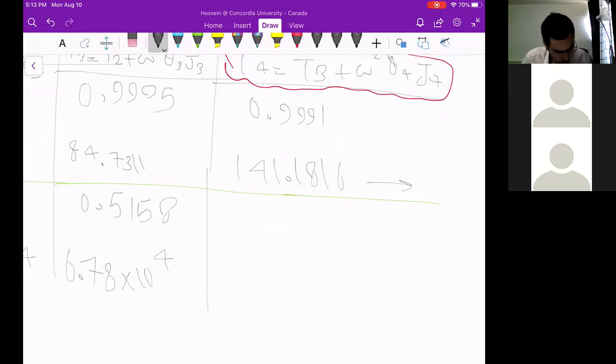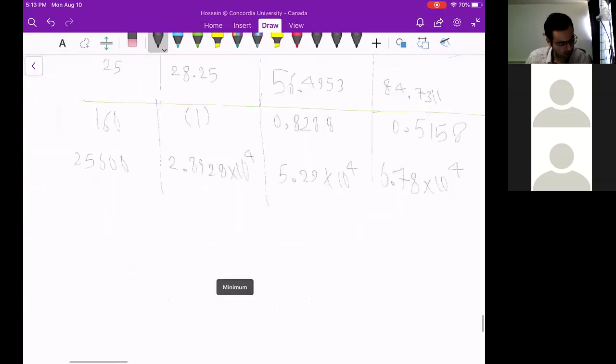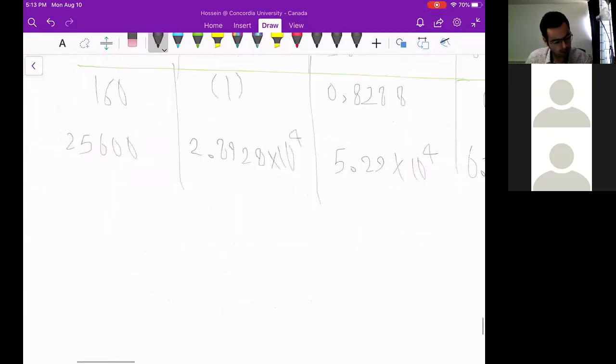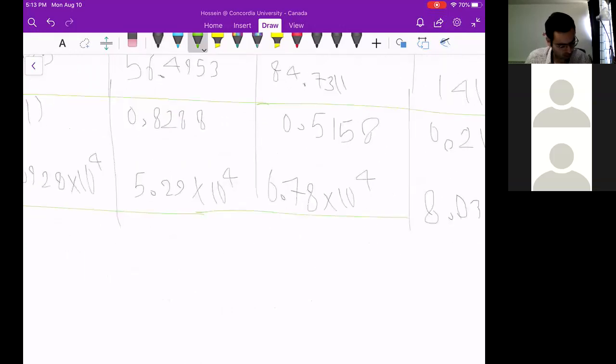Then the last theta is 0.3 T4. So T4 is not 0. So we have to continue. Still, we have to continue. And you have to give another guess, another initial natural frequency.